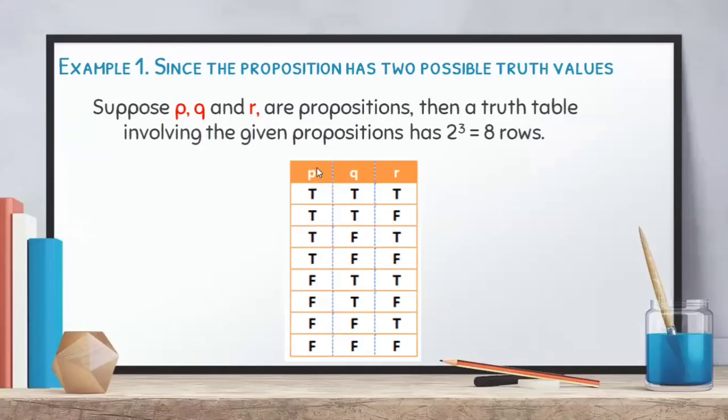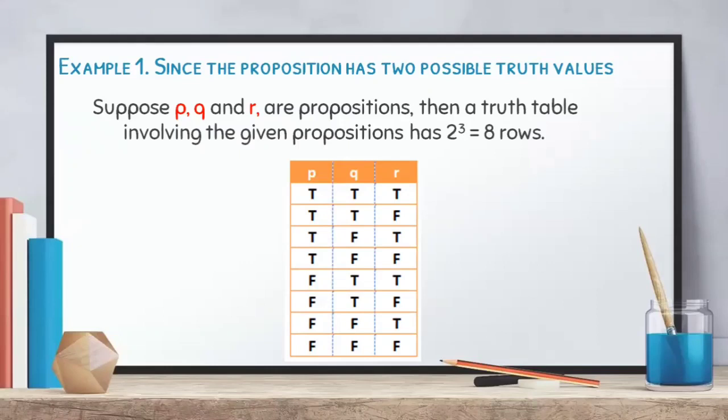For our column P, so we have here 4 true and 4 false, okay? And they are written like this, okay? And for our proposition Q, we have also 4 true, 4 false. So they are written like this. So 2 true, followed by 2 false, and followed by 2 true and 2 false. And lastly, we have your proposition R.